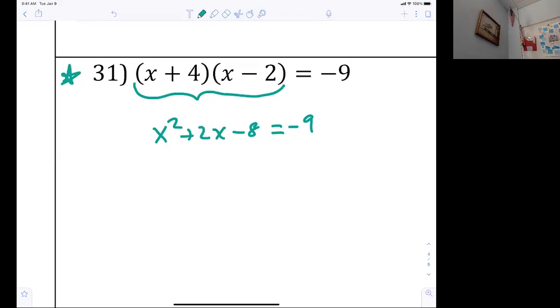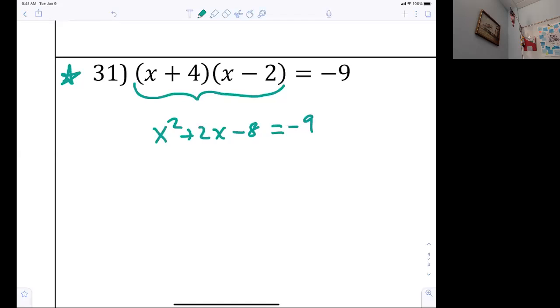You're supposed to be able to hold 4x in your head at this stage of the game. And then I do x times -2. What's that? -2x. So now you're saying, okay, 4x minus 2x is positive 2x. That's where that came from. And then what? 4 times -2 is -8. All right, does everybody see that?